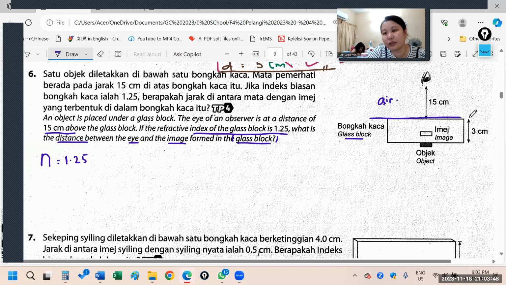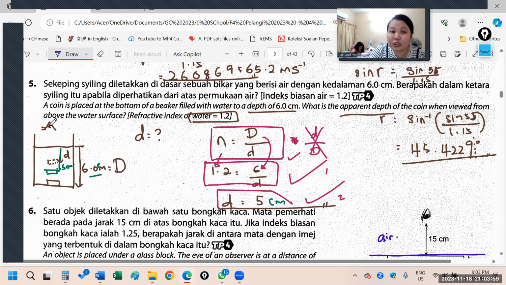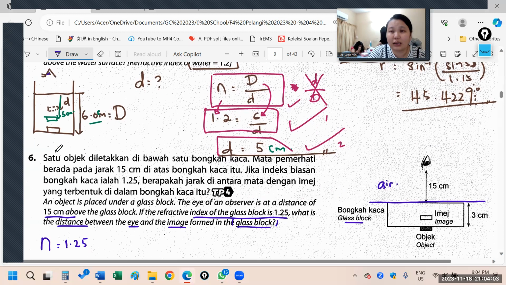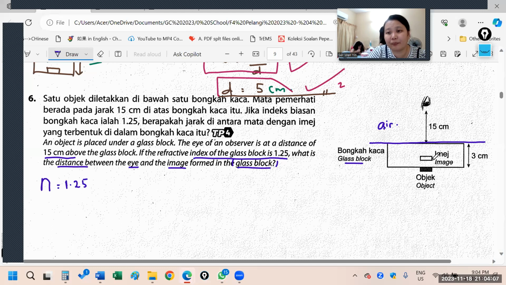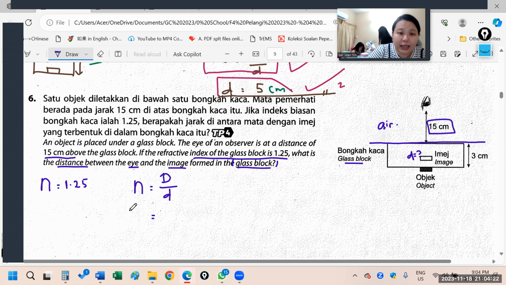Alright, so here we are counting the real depth and apparent depth within 3 cm, like just now. Just now we were only counting the water. But in this question, we need to count the apparent depth first, then add 15. Get it? So n equals real depth over apparent depth. It's 1.25. Real depth actually is 3 because we count the glass block only. Apparent depth, not sure, so we count it as 2.4 cm.